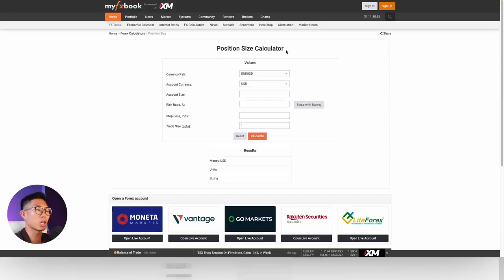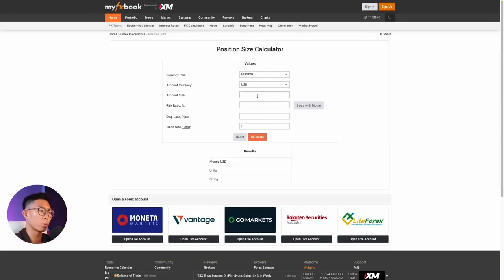Go on to Google or go on to the App Store and search for this useful tool, the position size calculator. This is going to be your best friend from now on, all the way until you stop trading. So you can see right here, this is your position size calculator, and all you have to do is input some values and it will calculate the lot size for you just like magic.